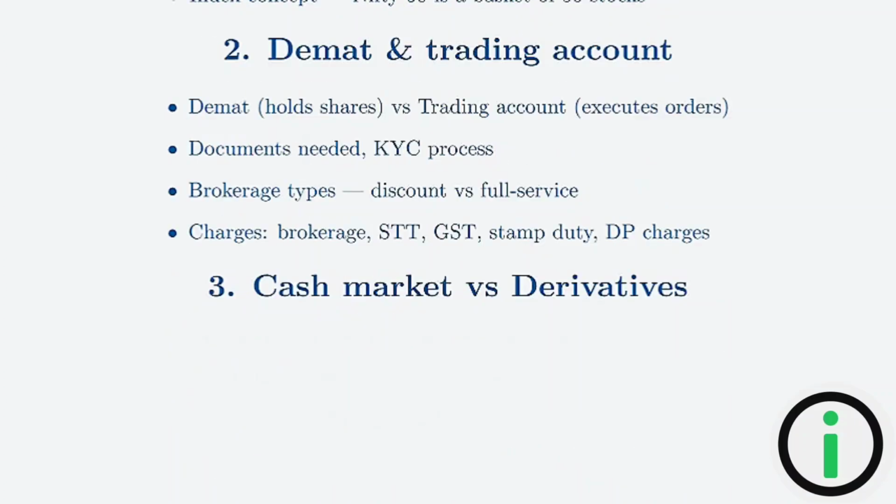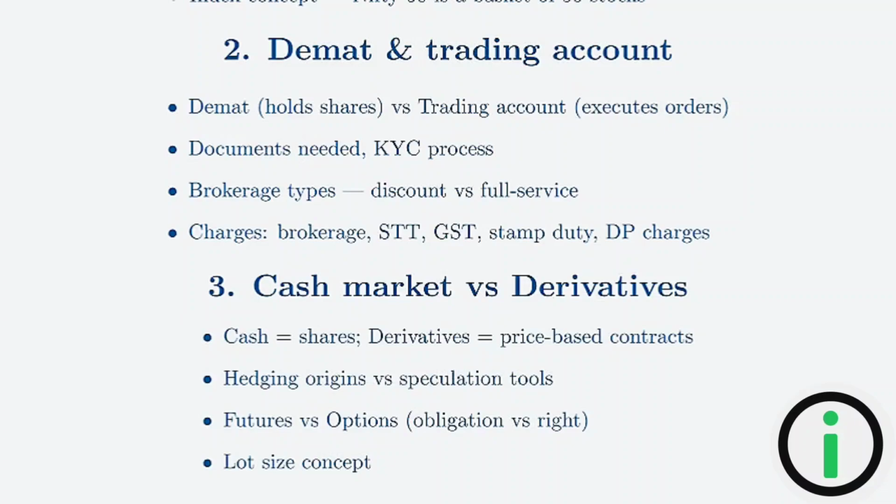Moving to cash market versus derivatives, we learned that the cash market involves buying actual shares, while derivatives are contracts based on price movement. We touched on why derivatives exist, starting from their hedging origins before becoming tools for speculation. We defined the one-line distinction between futures and options as obligation versus right, and introduced the concept of lot sizes.